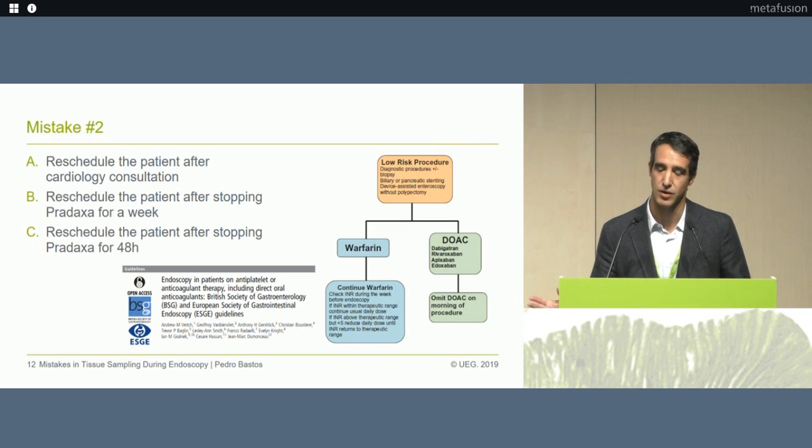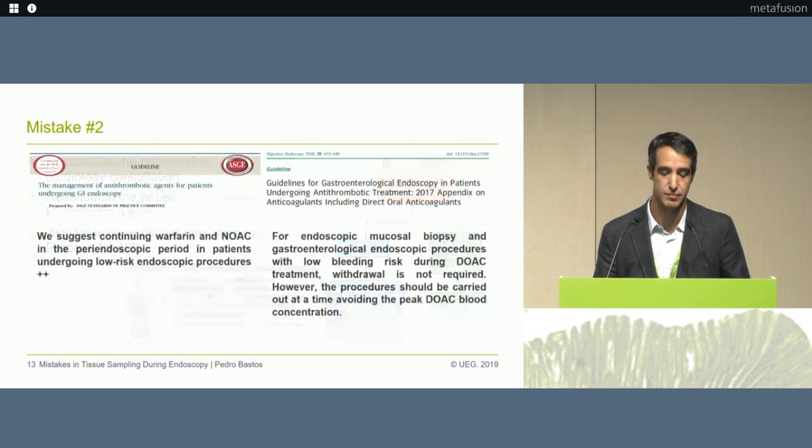because the European Society tells us not to take one of the pills, but the Americans tell us that we can continue this kind of drug, and the Japanese Society tells us that we can also continue the drug, but we should take care not to do the biopsies or the procedure when there is a peak blood concentration of the drug, which, as these drugs have a very quick onset of action, occurs in the first 3 hours. So they suggest that instead of omitting the morning dose, we should do the endoscopy before the patient takes the pill, or we should do the endoscopy in the afternoon after the patient has taken the pill.